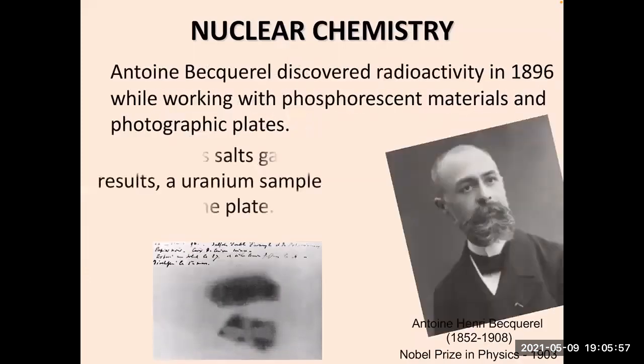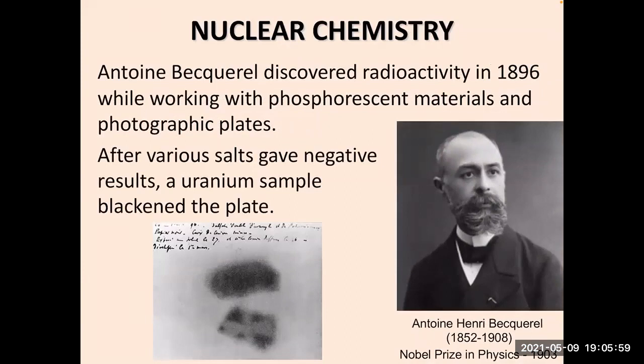All right, so let's talk a little bit about the history of nuclear chemistry. There are several folks that worked with different things. Antoine Becquerel discovered radioactivity in 1896 while working with phosphorescent materials and photographic plates. Various salts gave negative results, and a uranium sample blackened the plate, which you can see in this picture here.